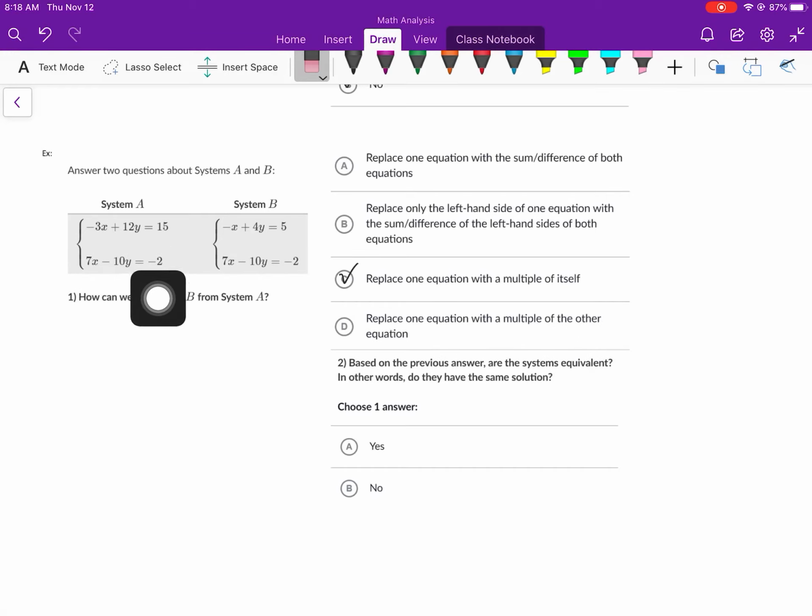So that's like if we multiplied this one by something and then replaced this one. So if this was a multiple of this one, then we would mark D. But no, we replaced this equation with a multiple of itself. Right? We multiplied this one by a third and put it there. And yes, that's okay to do. So yes, that would be equivalent.